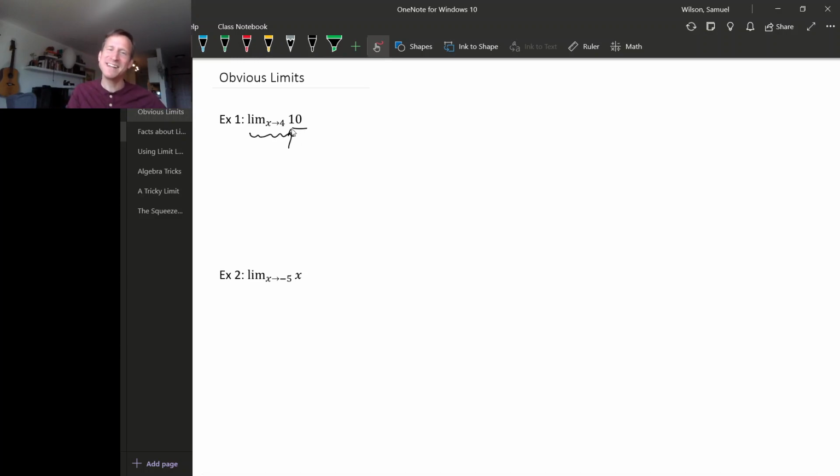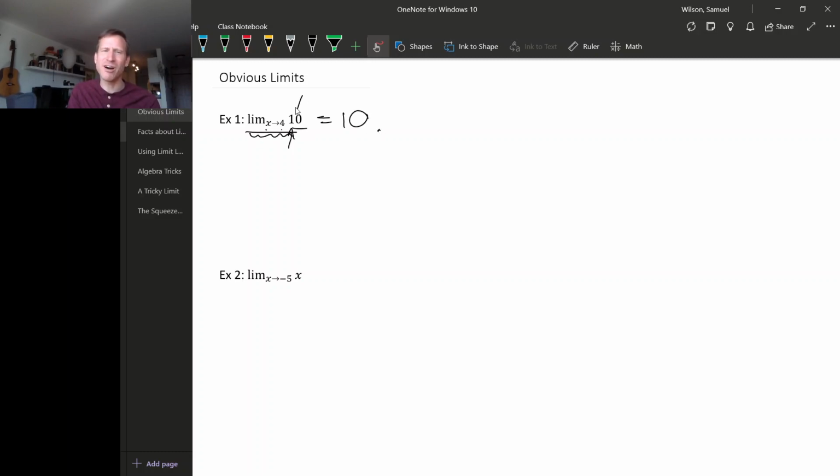Well, 10, it's a constant function. I mean, technically it's a function, but the value of the constant 10 function is just always 10. So what this limit is asking is, as x goes to 4, what happens to 10? Well, 10 is always 10. 10 doesn't care what happens to x. And so when x goes to 4, 10 is still 10. So this is 10, right?